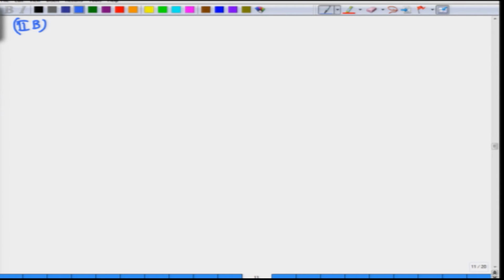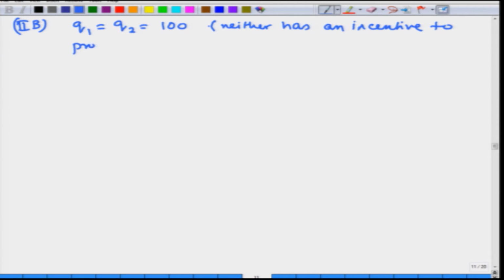Well, if both firms are capacity constrained, then essentially q1 is equal to q2 is equal to 100 units, right. Neither firm has an incentive to produce less than 100 units.